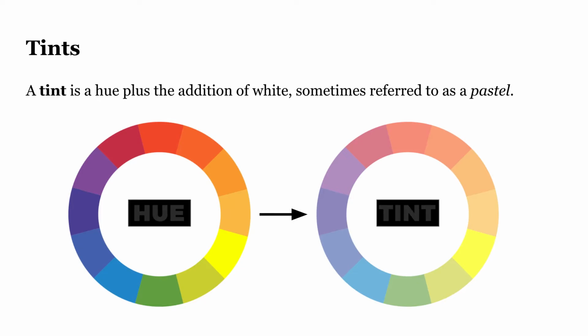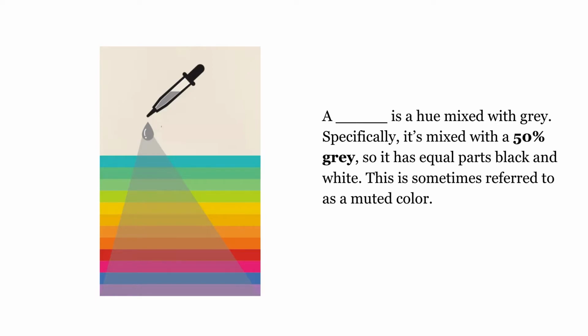So that is right. A tint, you can't see these, they say hue and tint. A tint is a hue plus the addition of white, sometimes referred to as a pastel. Okay, next one. A tone is a hue mixed with gray, specifically 50% gray, so it's equal parts black and white. Yes. Which candy? Smarties.